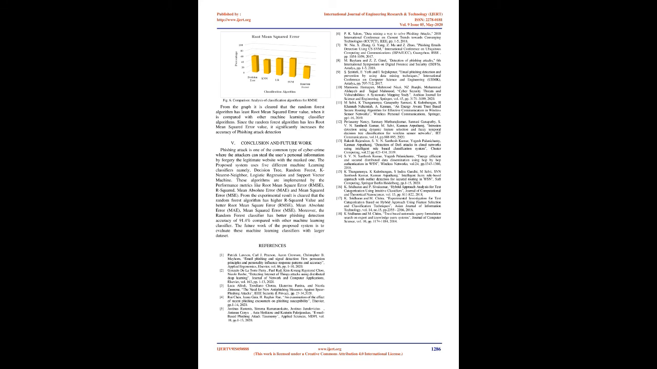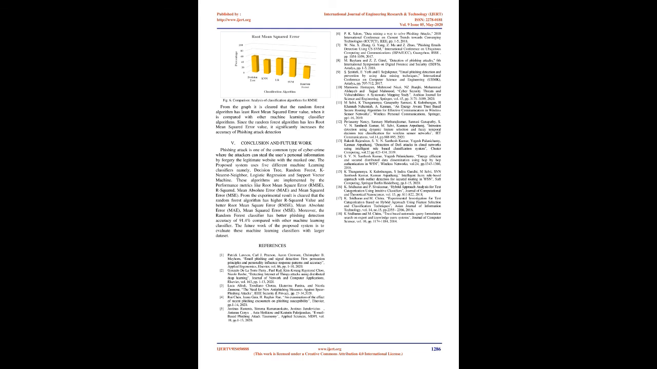Fig 6 gives the root mean squared error, RMSE, value for the four different machine learning classification algorithms. Fig 6. Comparison analysis of classification algorithms for RMSE. From the graph it is clear that the random forest algorithm has the least root mean squared error value when compared with other machine learning classifier algorithms. Since the random forest algorithm has a lower root mean squared error value, it significantly increases the accuracy of phishing attack detection.